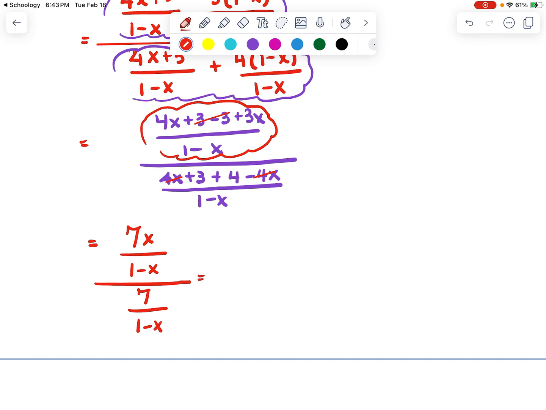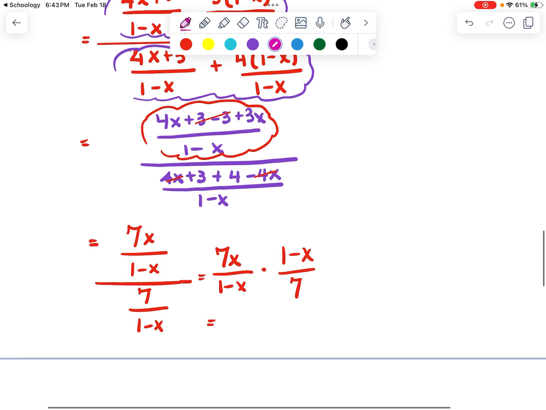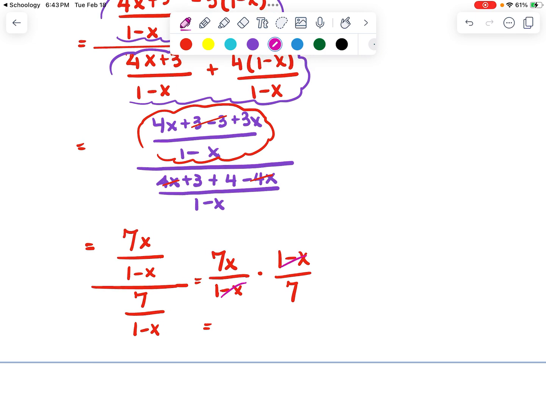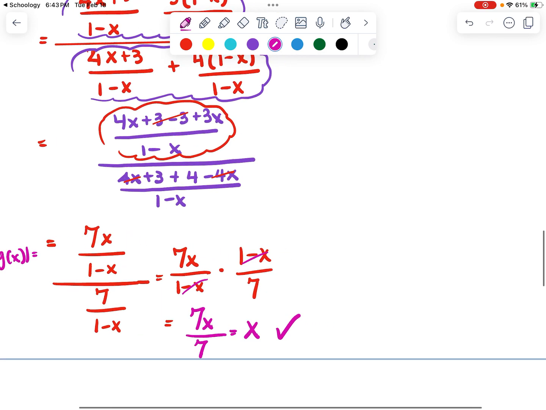So now I have two fractions. So keep, change, flip. I'll keep the first fraction, flip the second one, and I'm left with these two, 1 minus x and 1 minus x divide out. So now I have 7x over 7, which is just x. So the first part, f of g of x, equals x. That's a check.